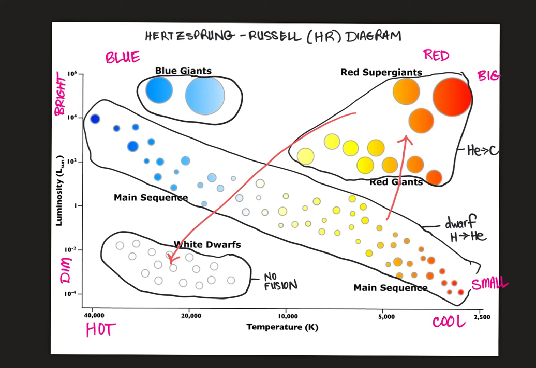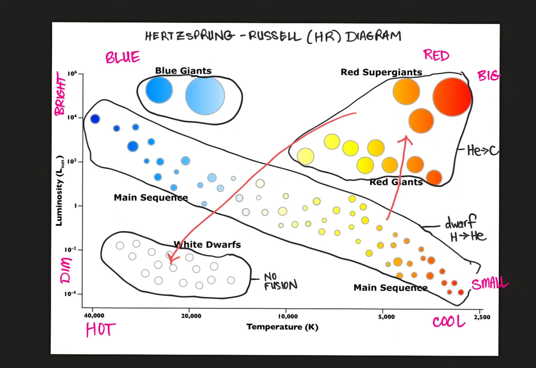And so depending on where a star plots on this diagram, not only do we know whether it's hot or cool, dim or bright, blue or red, big or small, we also know what stage of life it is in.